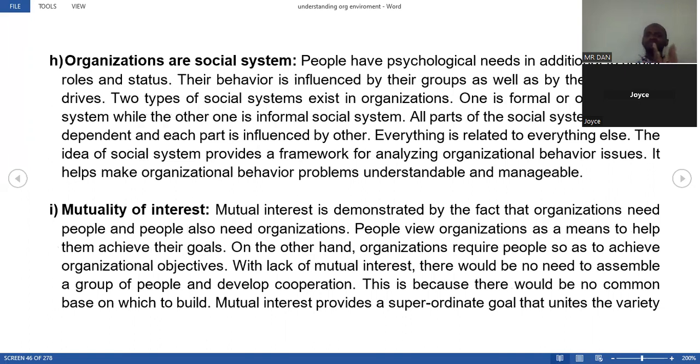Then organizations are social systems, and we are saying it involves various interactions by people from different walks of life, from different departments, coming together to achieve a common goal. Mutuality of interest. Mutuality of interest is demonstrated by the fact that organizations need people and people also need organizations. Those things are related in one way or another, because as much as you are benefiting as an individual from the organization, the organization is also benefiting from you because you are giving a service to that organization, and that is a great deal to the organization.